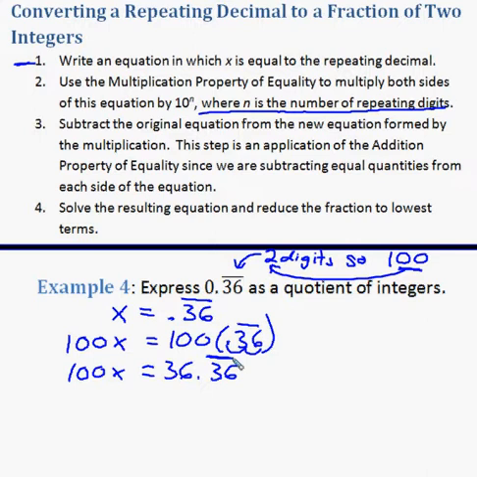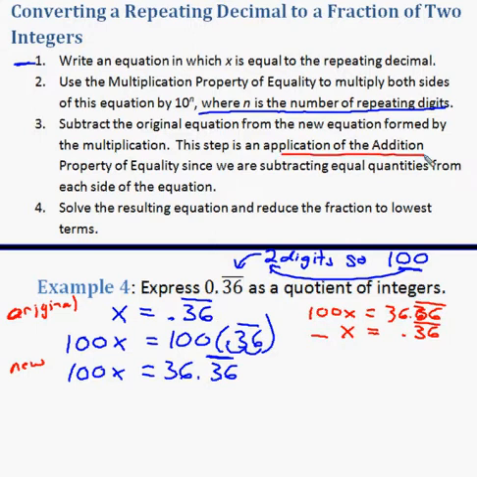This is my original, the first one. This is the original. And this is the new one. So it says subtract the original from the new. So we have to put the new one on top, 100x equals 36.36 repeating. And we're going to subtract the original from that. Now we haven't looked much into this yet, but we can do this. This is actually an application of the addition property of equality. We're really adding or subtracting the same thing from both sides.